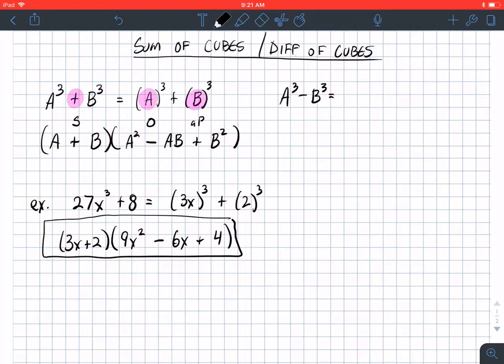Difference of cubes is very similar. I'm going to write this as something cubed minus something cubed. And then the only difference with this type compared to sum of cubes is the signs are different, but they still follow the SOAP rule. So same, in this case, the original sign was subtraction. So the same sign is minus, the opposite sign is plus, and then always positive.